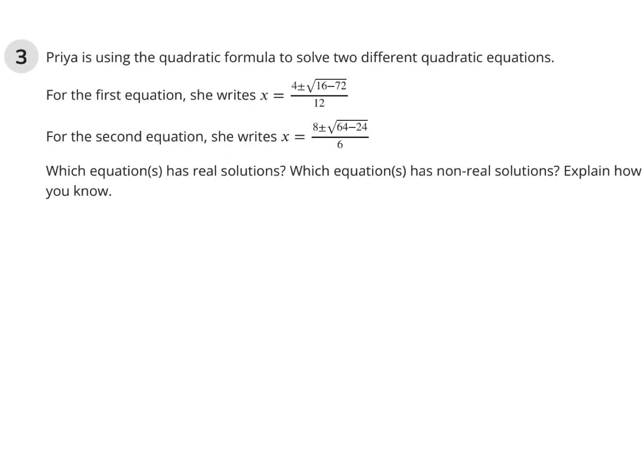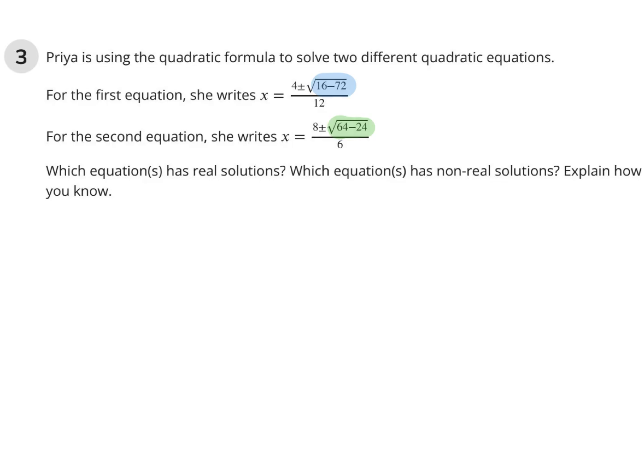Okay, Priya solves two quadratic equations, and we want to know which equation has real solutions and which equation has non-real solutions. So this is something we didn't get to talk about in class, but how do we know what a real solution and a non-real solution is? We have to look at what's called, the highlighted part, the discriminant.